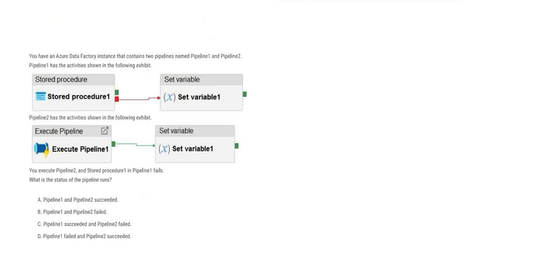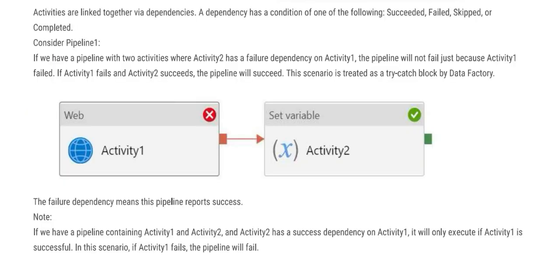See, you have 2 pipelines. This is pipeline 1, and here you have pipeline 2. You execute pipeline 2, and stored procedure 1 in pipeline 1 fails. So what they are saying is this guy here, this guy failed. So what is the status of the pipelines? Will it say that both pipelines succeeded, or both failed, or one succeeded? See, this is a bit weird, and that's why I have created this to explain it clearly.